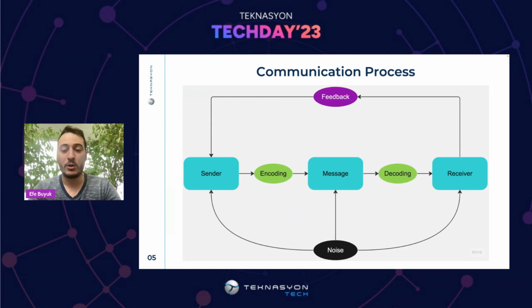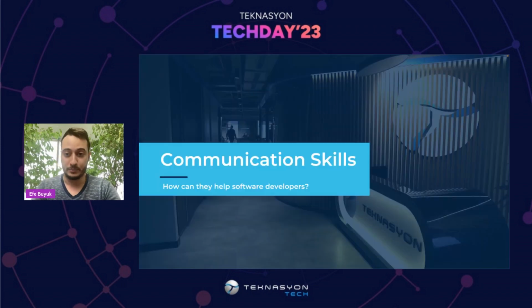This is basically the communication process. There's a sender which encodes the message with a language and sends it. The message gets decoded by the receiver through their comprehension. After that, the receiver returns feedback. With this feedback, the sender can understand whether their message was correctly understood or not. And there can be some noise which could affect the process in a negative way.